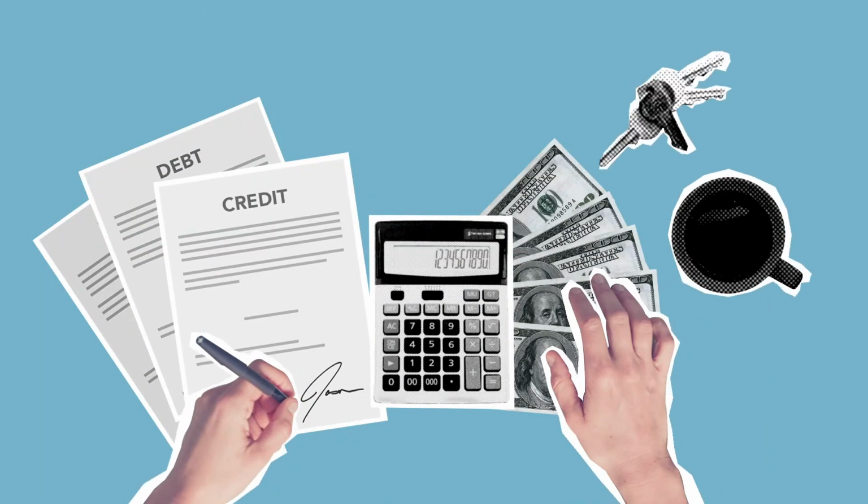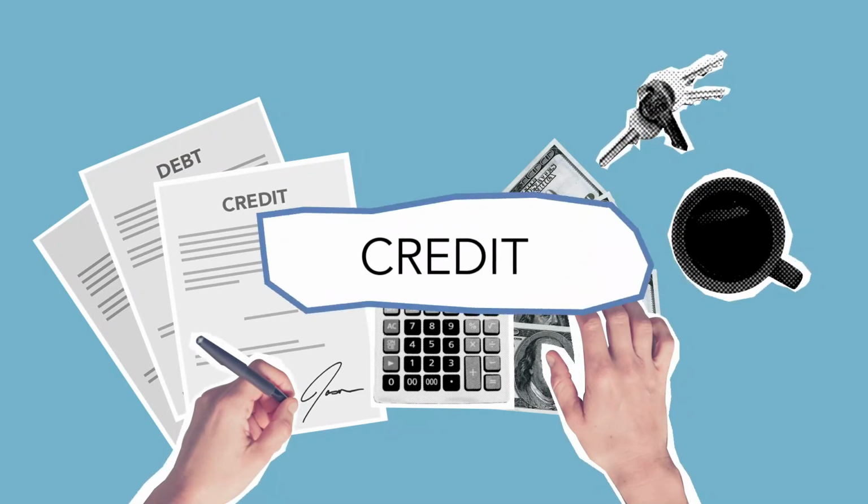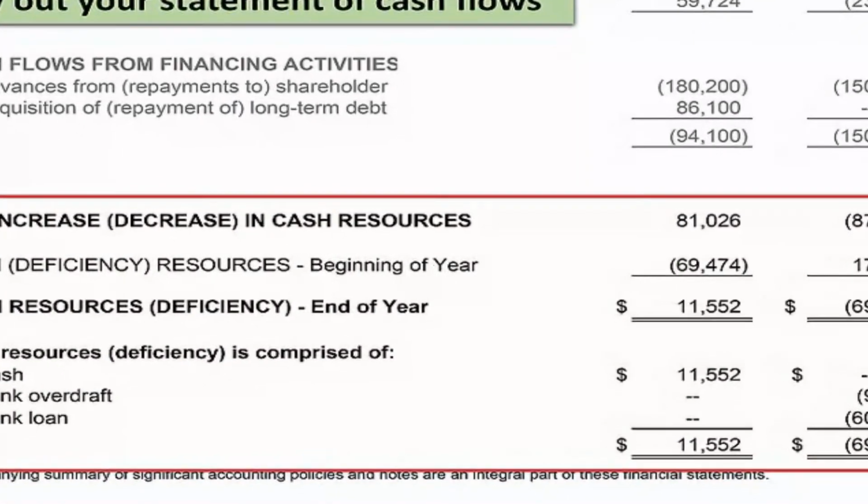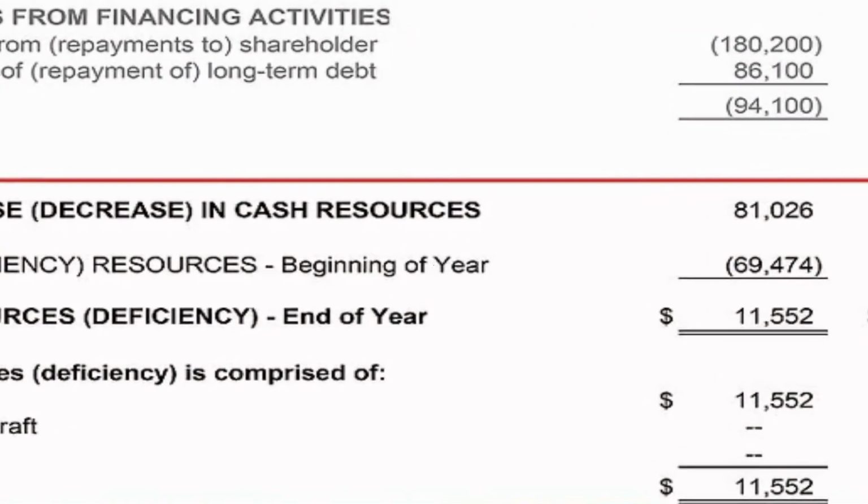Lay out your statement of cash flows. Start with the net income at the top, and move down through the three categories. Subtract and add cash as needed in each category, to reach your net increase or deficiency in cash for the year.